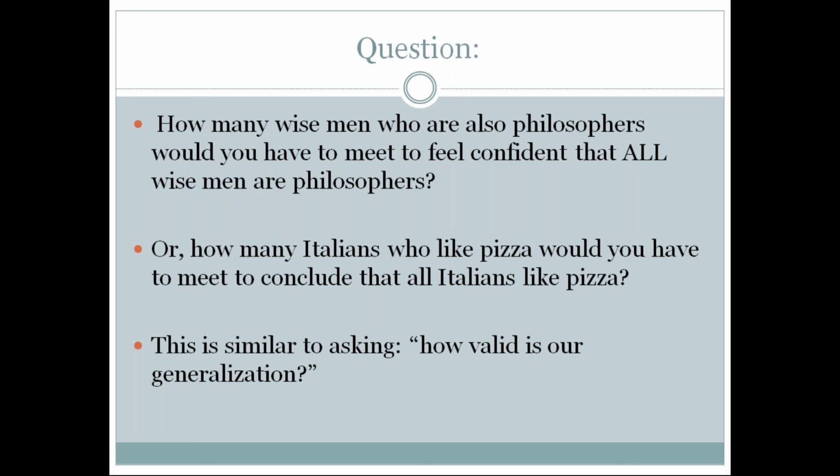So what we're essentially asking here is, how valid is our generalization? And this is one important question you should have in your mind when you're looking at the critical reasoning questions. How valid is the generalization that's being made? How did they arrive at that conclusion? On the basis of what evidence?